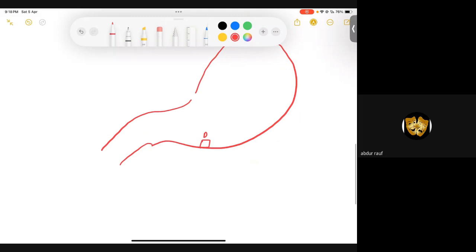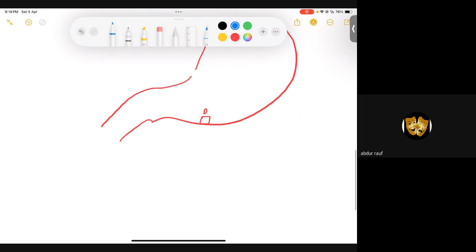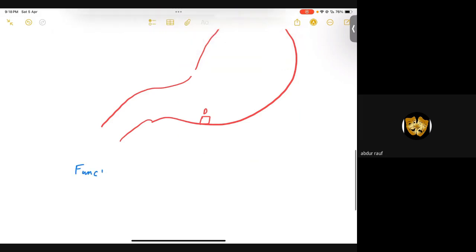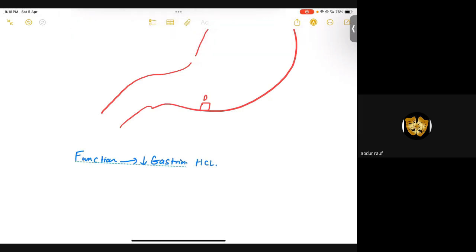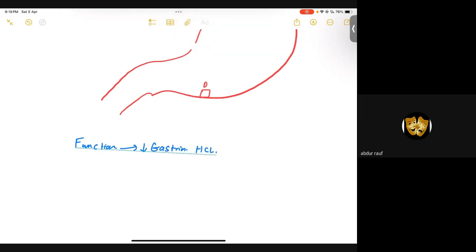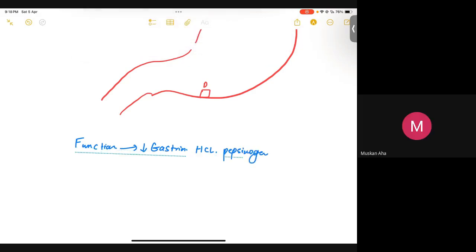Okay. So let's discuss some of the functions of somatostatin, and then we'll be discussing the regulation, right? So what's the function of somatostatin? We already know it's going to inhibit gastrin. We already know that, right? What else? If it's inhibiting gastrin, it means it's also going to directly inhibit HCl as well. Keep that in mind, right? It's also going to inhibit pepsinogen. Pepsinogen, perfect. What else?